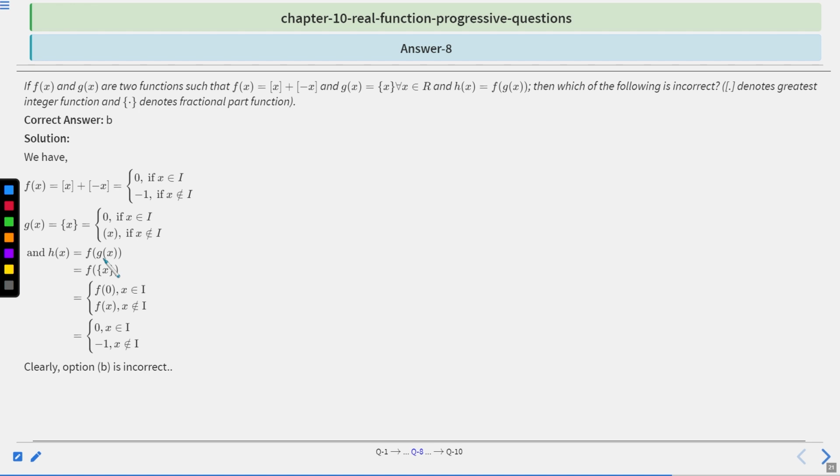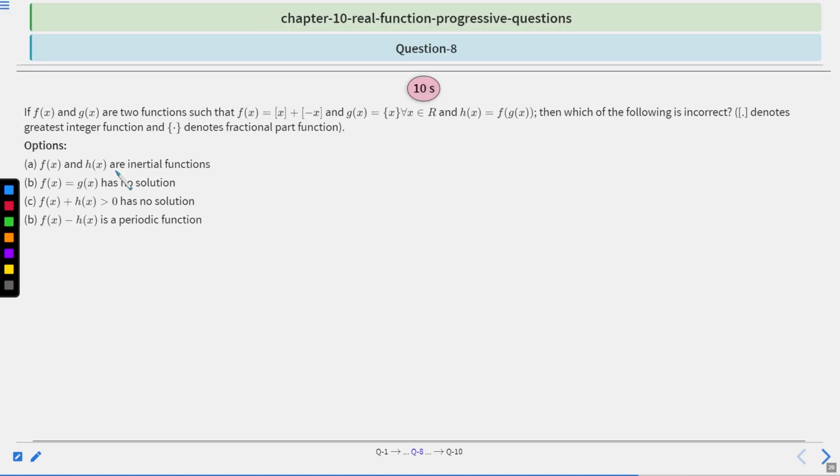And h(x) equal to f of g(x) is equal to f of the fractional part of x, is equal to f of 0 when x belongs to integer and f of x when x does not belong to integer, which is equal to 0 when x belongs to integer and minus 1 when x does not belong to integer. Clear? So we have to find which one is incorrect, right? So I think option B is incorrect. f(x) equal to g(x) has no solution, right? So I think option B is incorrect, right?